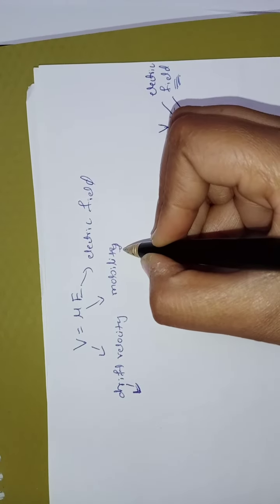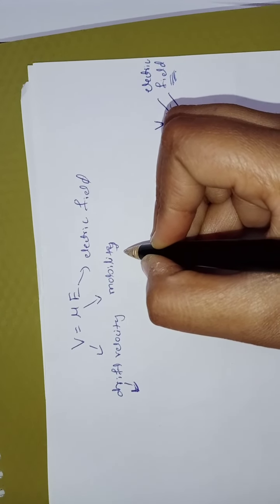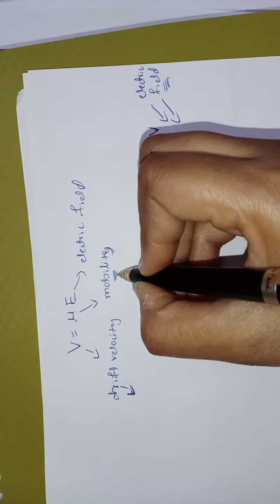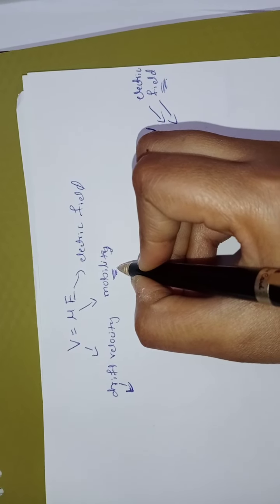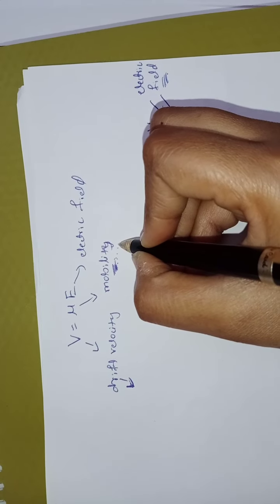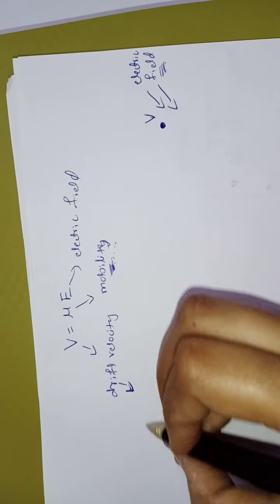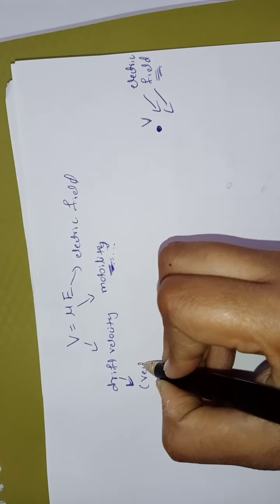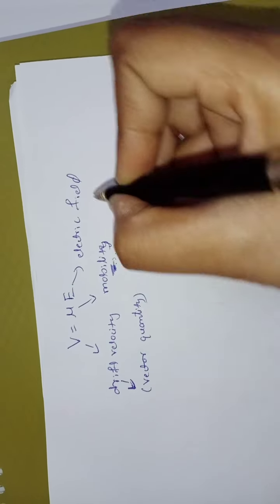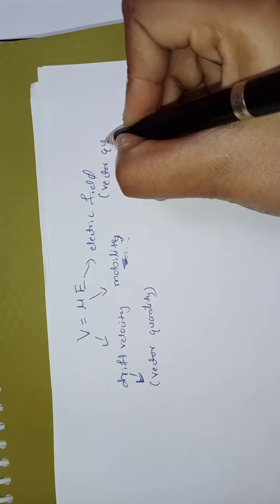Coming to the mobility, mobility is how quickly an electron or a hole can move through a semiconductor or a metal. So this is the ability of a charged particle to move. This is like a kind of energy, ability of an electron or a hole to move. So drift velocity is a vector quantity, and we know electric field is also a vector quantity.